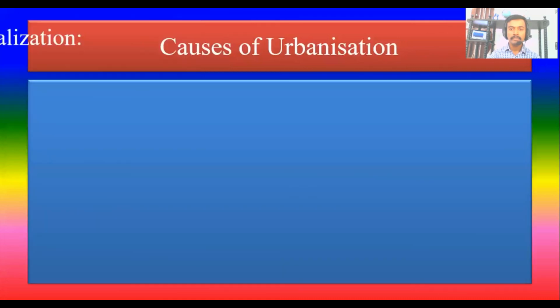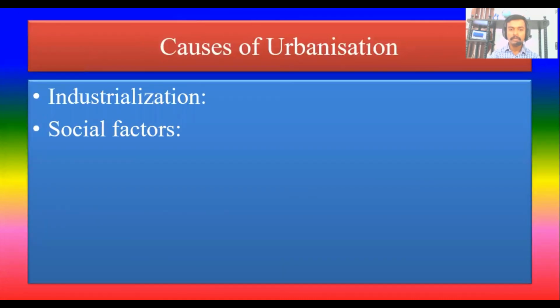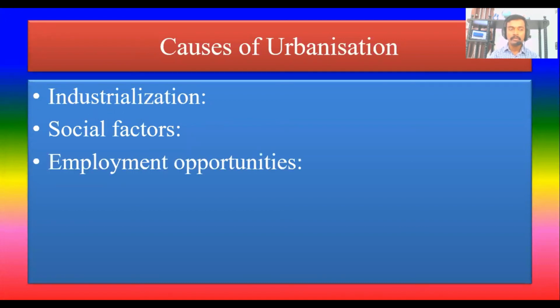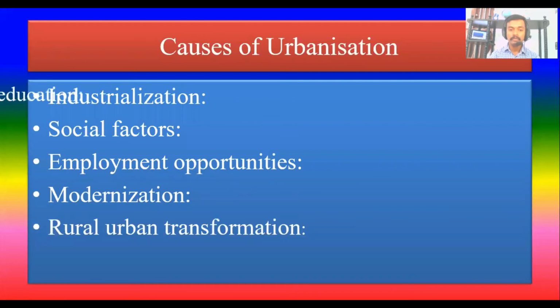Then classification of urbanization, industrialization, causes. Causes of urbanization are due to industrialization, social factors, mainly this economic factor, employment opportunities, and modernization, rural urban transportation. Key fact is urban transportation. Nowadays, people easily transfer from one place to another place. Then spread of education. Next is education.